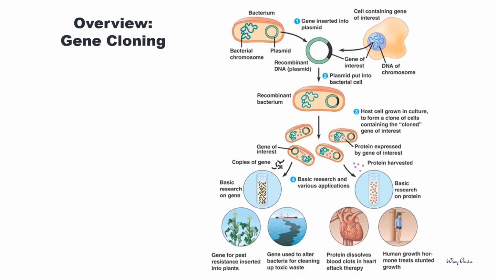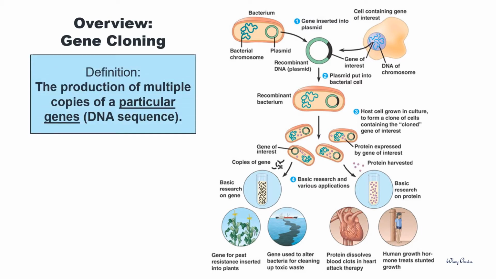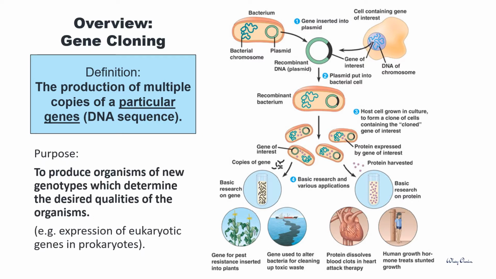Gene cloning. Cloning means to produce multiple copies. So gene cloning is producing multiple copies of a specific gene. The purpose of gene cloning is to produce an organism with a new genotype, and the new genotype determines the desired phenotypes that we need to observe for this species.